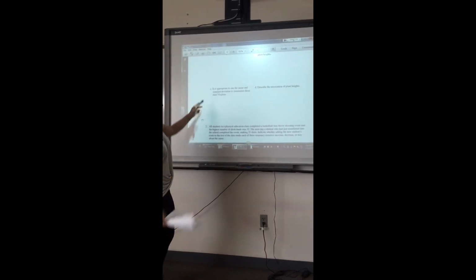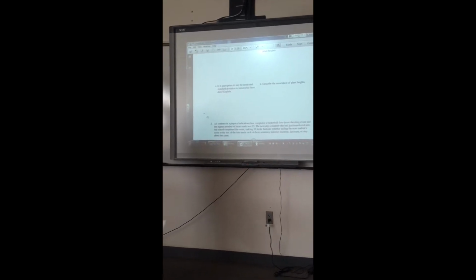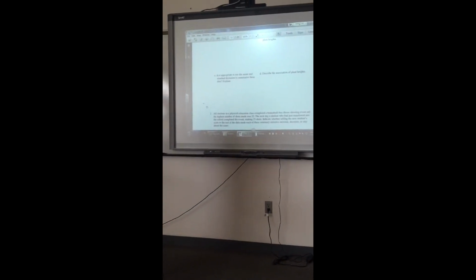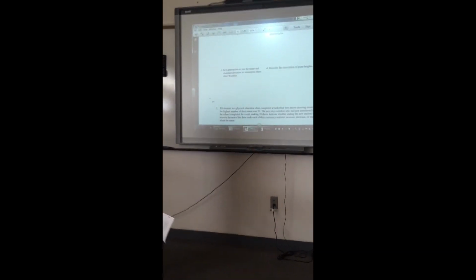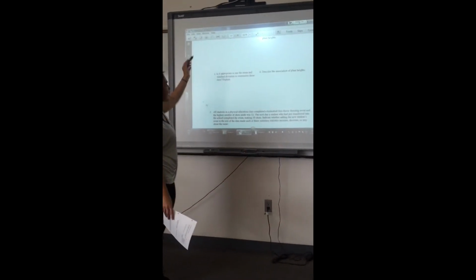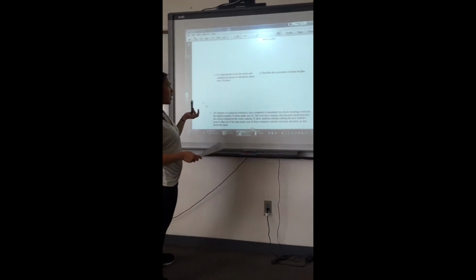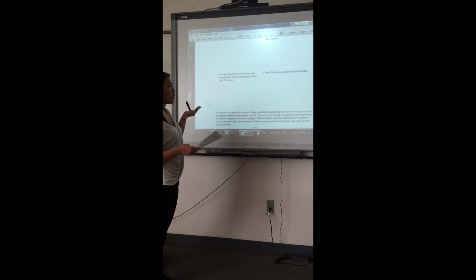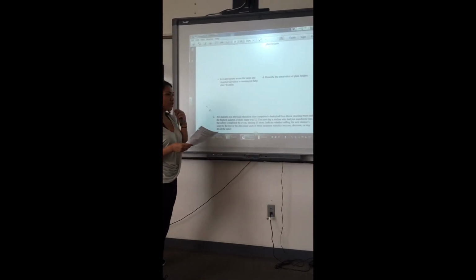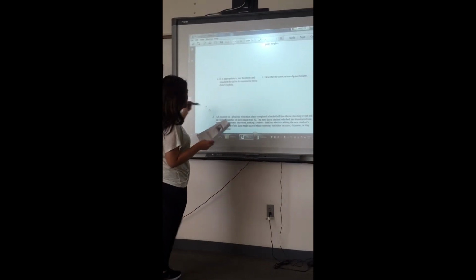So C is asking, is it appropriate to use the mean and standard deviation to summarize these data? So the answer is yes, because the histogram we drew is symmetric, which is typically used to describe the mean, then we could say that it's appropriate.